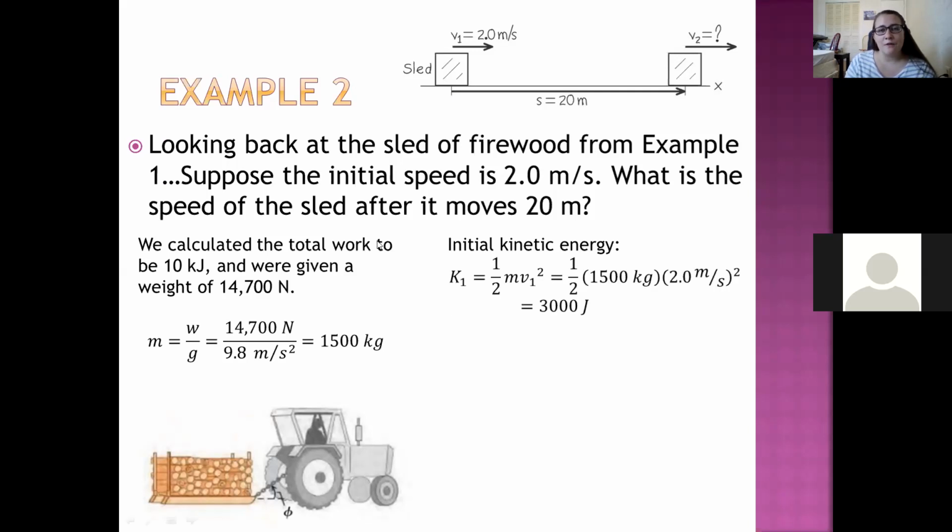Kinetic energy at that first point is 1/2 mv squared, where v is the velocity at the first point. So 1/2 our mass, 1,500 kilograms, times our initial velocity, 2 meters per second. That velocity is squared. That gives us a kinetic energy of 3,000 joules. I cannot tell you enough times, make sure you square your velocity.